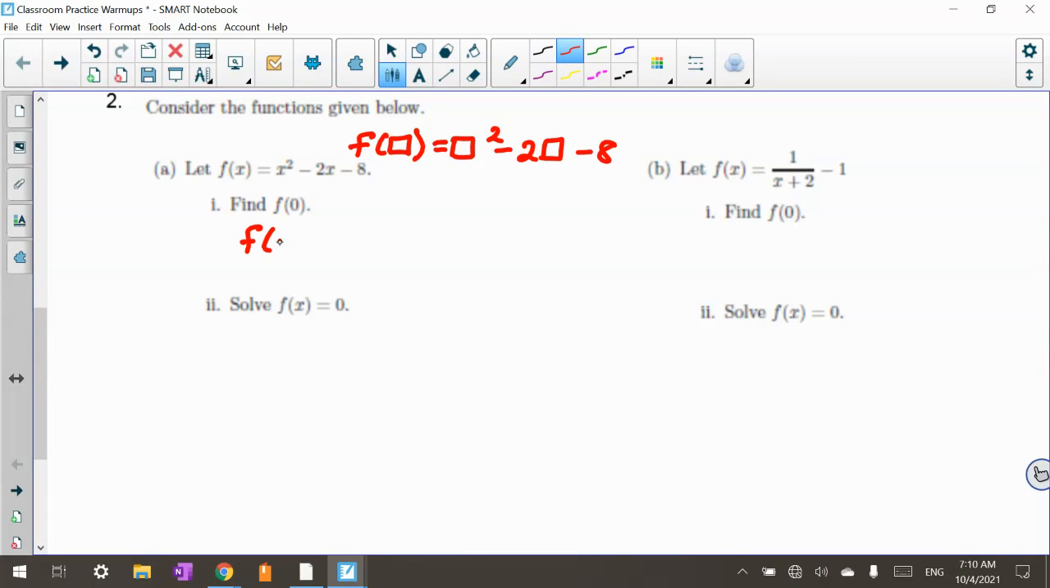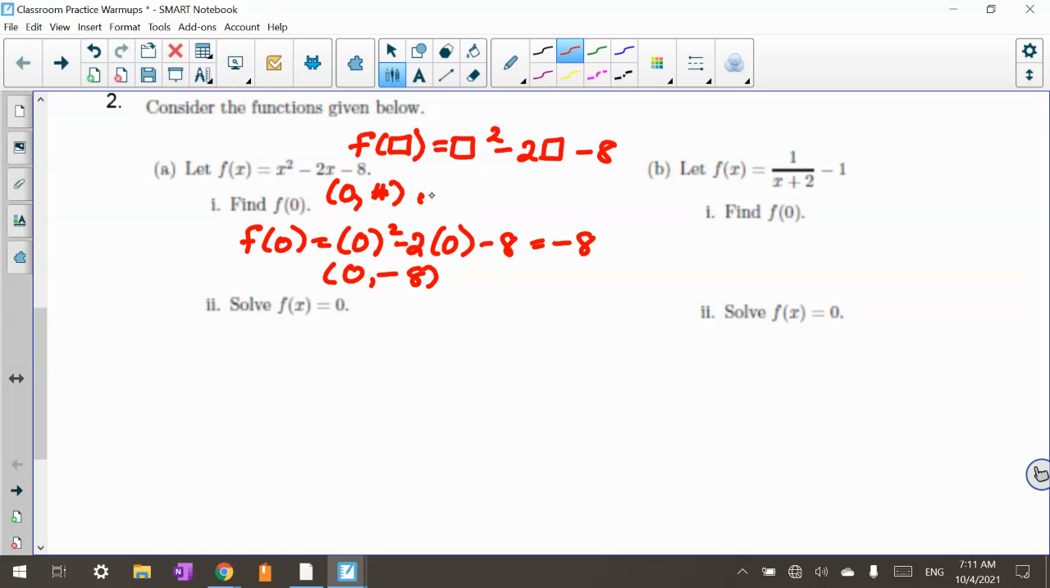So f of 0, and I want you to write this out, is going to be 0 squared minus 2 times 0 minus 8 equals negative 8. And if you think about it, that's the point (0, negative 8), because 0, any number, is your y-intercept. So that's kind of cool. All right, I'm finding my y-intercept.